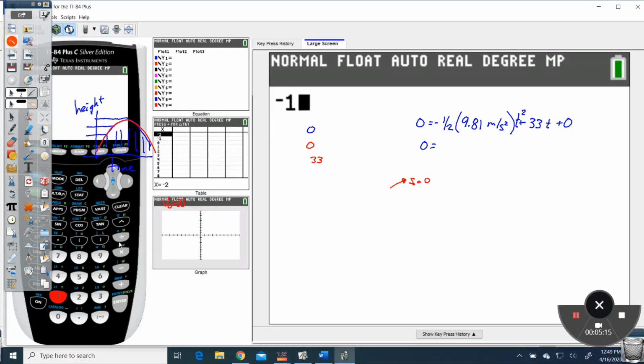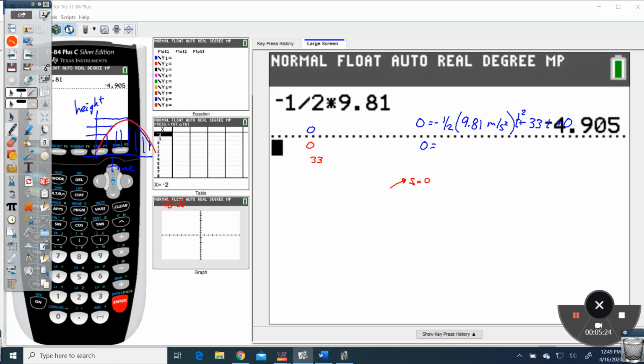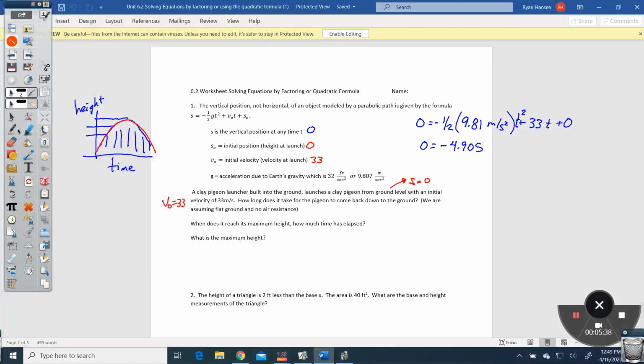So negative 1/2 times 9.81. Enter. And we get that it's 4.905. So this becomes negative 4.905, and we have t squared still, plus 33t. That's a 33. I don't know what happened, it became a 2.